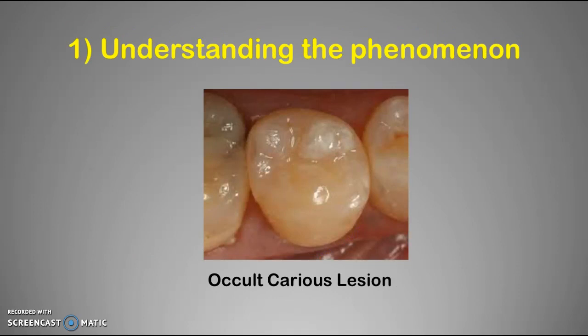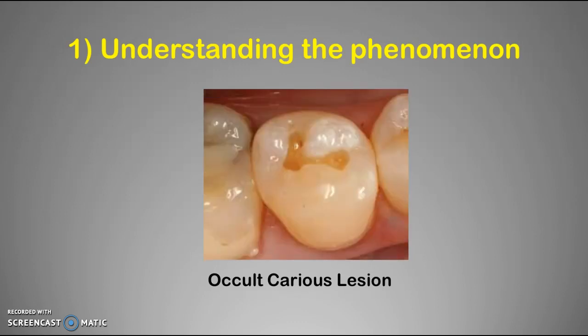So here in this picture, you can see an occlusal view of a premolar. The enamel seems intact. There is no discoloration. In fact, no abnormality can be seen. But once the enamel was removed or de-roofed, what lied underneath was horrific, a large carious lesion. So let's understand why this happens.